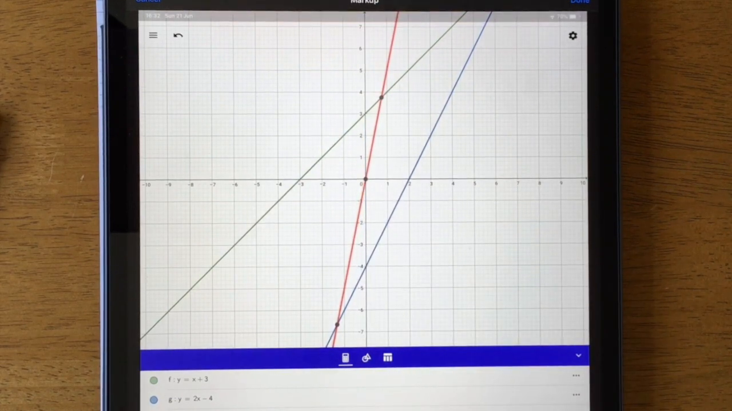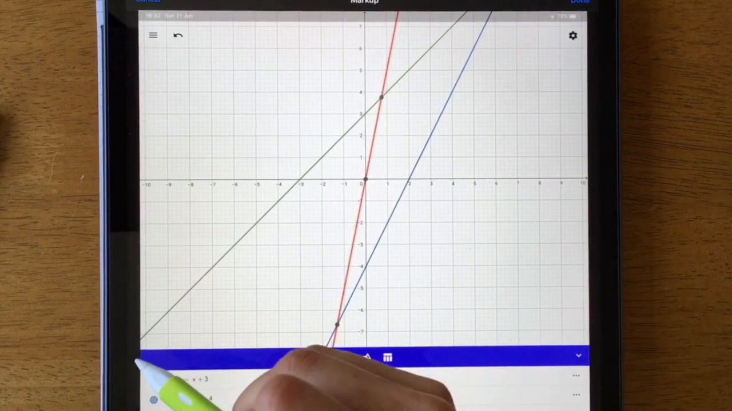Okay, so what I'm going to talk to you about is the gradient and the y-intercept. These are two parts of the equation. The first one I'm going to mention is the y-intercept. So the y-intercept means where the line crosses the y-axis. And I'll put this in the slideshow so you can see it in words as well.